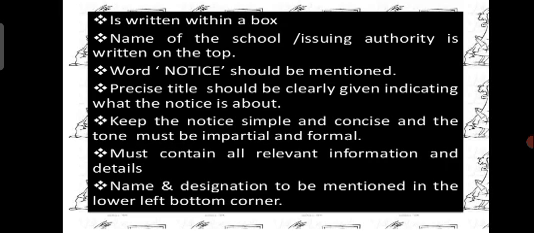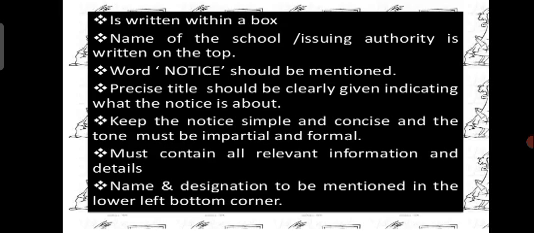Then you have to write the date, and there should be a title, a heading, given. Date should be written on the left side. Name of the organization or school or issuing authority should be written in the center. Notice should be in the center. Down from that, the heading: for what purpose we are writing the notice. What type of notice it is should be given in the heading. By seeing the heading, we should understand what the notice is about. So, it should be written in a box.